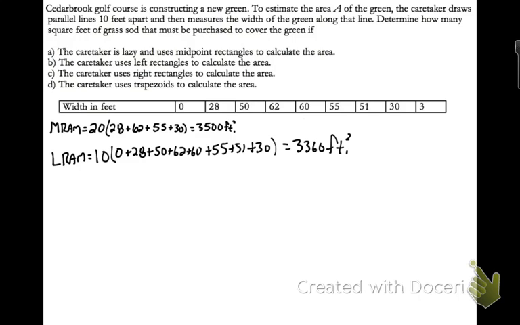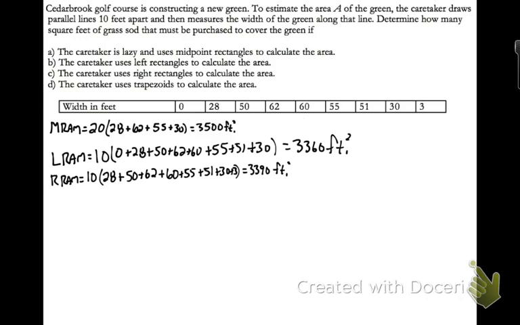And if he uses a right rectangle method, then the width of each rectangle will still be 10, and he'll be using all of the same numbers as the LRAM, except he won't be using 0 and he'll instead be using 3. And notice that we're still showing our work. And when we calculate our approximation in this way, we end up with 3,390 square feet.